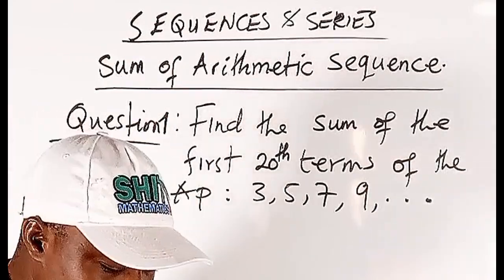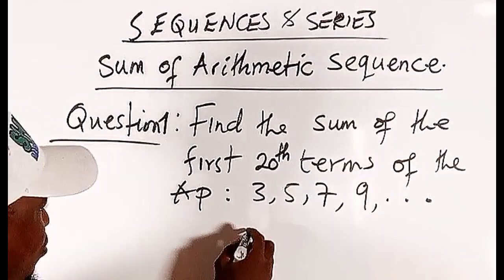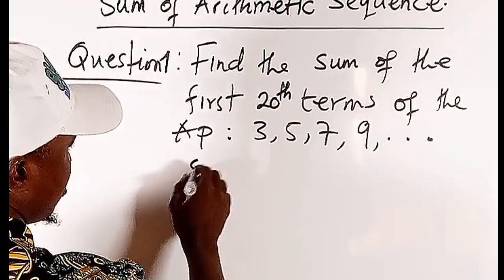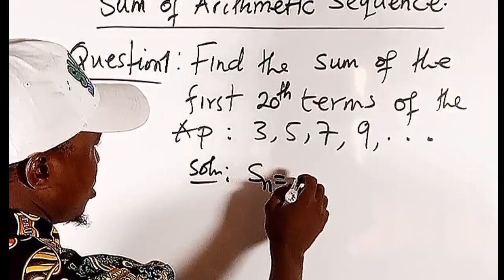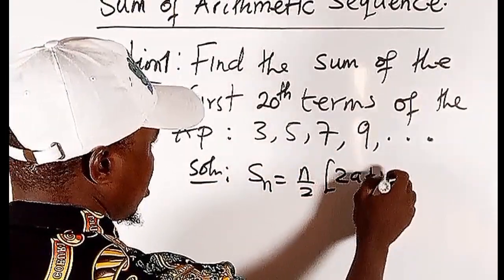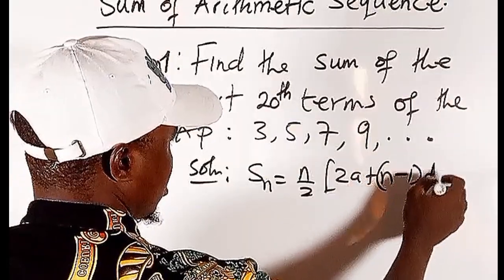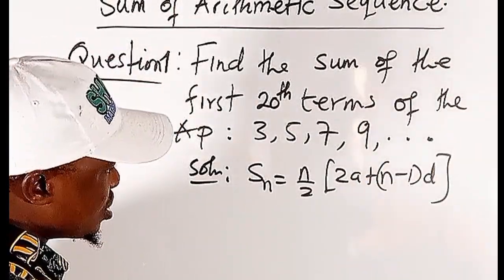All right, so what do we do? We know that we have this formula. Sn equals what? Now we have this formula. This is the sum of the sequence.